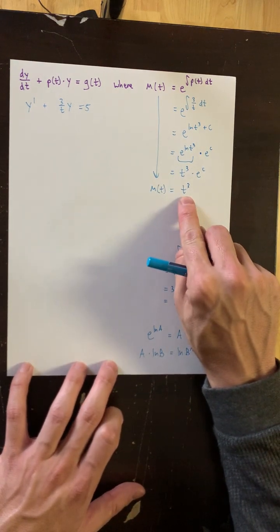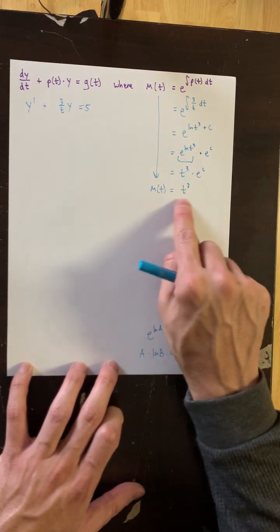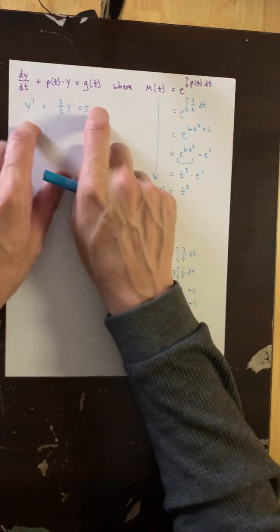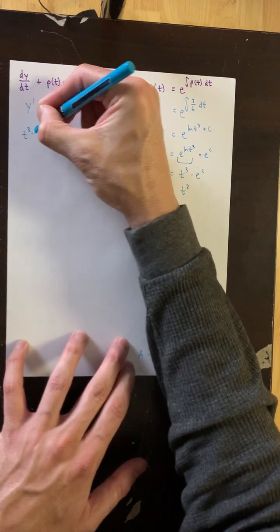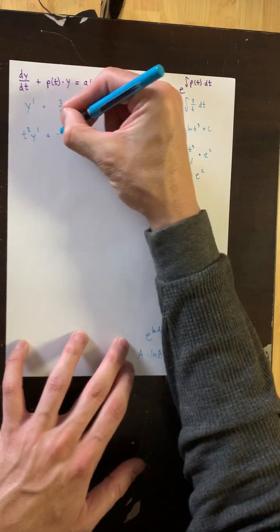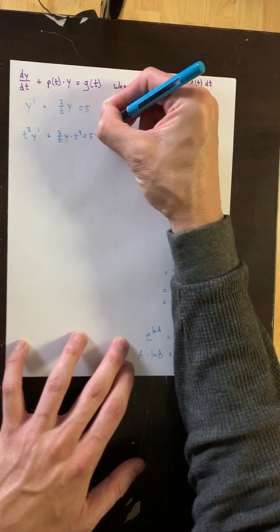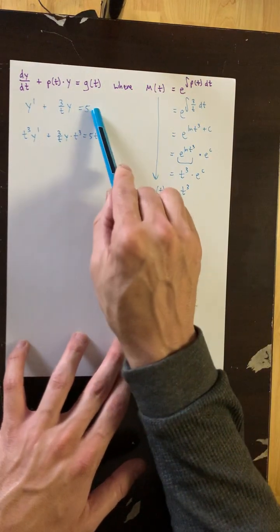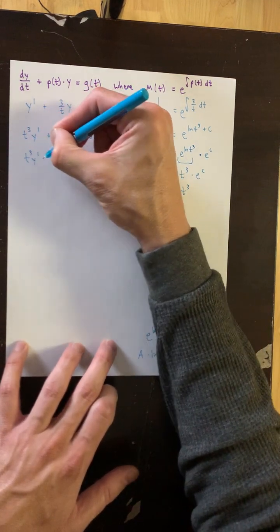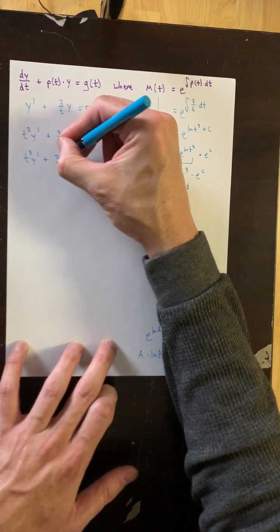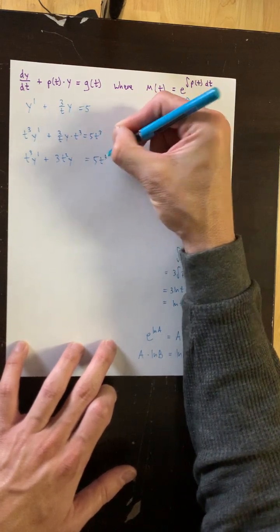Now, what do we do with t cubed? Once you've identified function m, you take that function and you multiply both sides of your equation by m. So we would have t cubed y prime plus 3 over t y times t cubed equals 5 t cubed. Every term individually received a t cubed. Now, do perform a little simplification where possible. This would be like 3 t squared y. And then this is what we have so far.